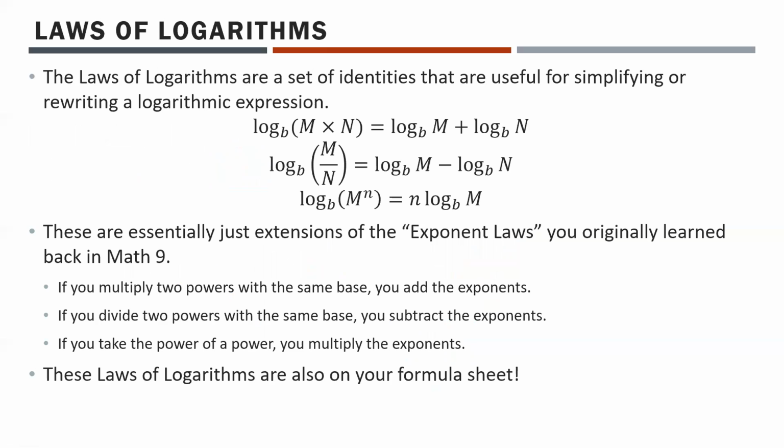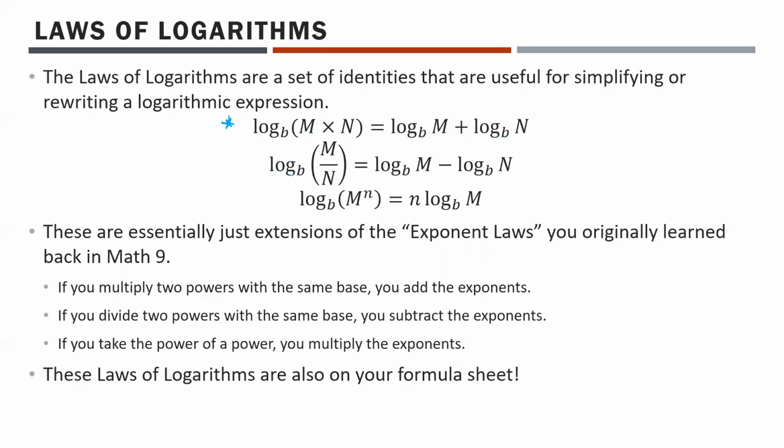The laws of logarithms are a set of identities that are useful for simplifying or rewriting a logarithmic expression. There's 3 main ones. The one we did earlier about changing the base is technically one of them. It's just like the last one, and we don't really consider it a log law, at least I don't. But there's a first one that says log base b of m times n is equal to, if you separated those two pieces, log base b of m plus log base b of n. That's the one we just used, just in reverse. We started with this, and then we looked at the same thing as this, okay?